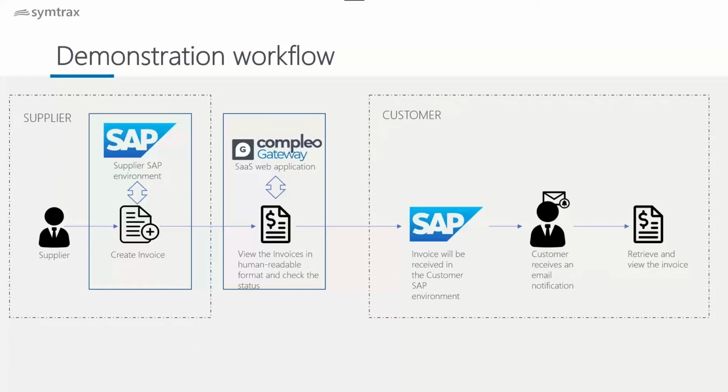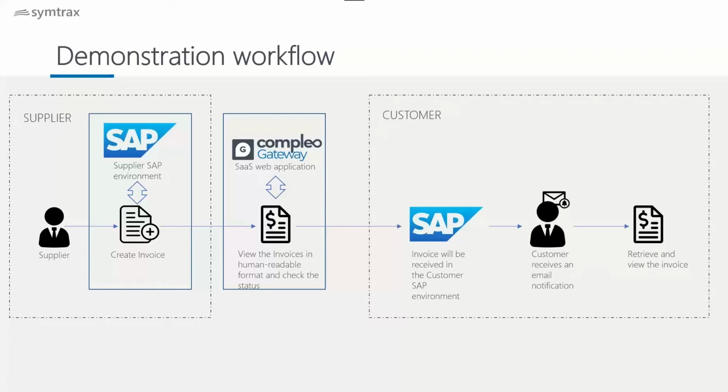Whatever be your ERP, CombiHybrid can be integrated using Web API connectors. For this case, we are using SAP. Whenever an invoice is created in the SAP environment, it will be automatically uploaded to the CombiHybrid gateway, and the supplier will be able to see the machine-readable format along with the status of that particular invoice. After that, the document will be identified, processed, and sent to the customer's SAP system.